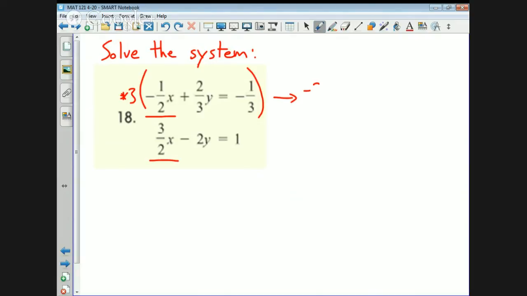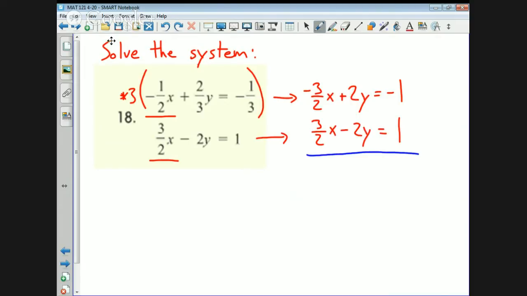So first equation, we're going to get negative 3/2 x when I multiply by 3, plus 2y, and then equals a negative 1. And I come down and just go ahead and bring the second equation straight over so that I can add it straight down. And I see 0x plus 0y equals 0, or 0 equals 0. Whoa, what does that mean?